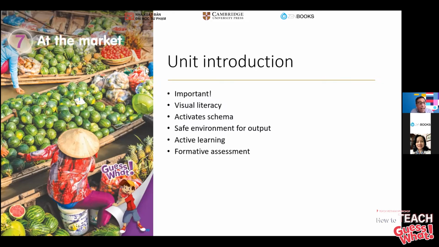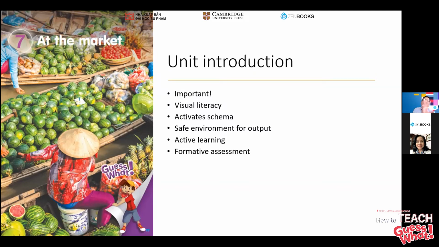There are times for us to correct when we do some of the grammar activities, when we do some of the more controlled practice, and that will come up later on when we look at guess what. But for the unit introduction, just be free with it. Make it a safe, make it a relaxed environment. Care about what the learners say.